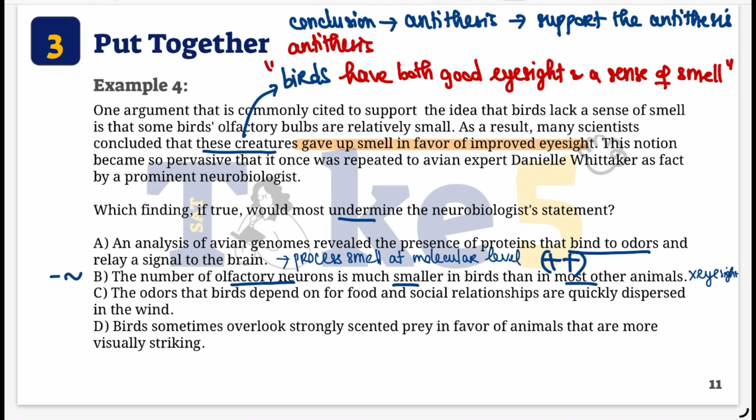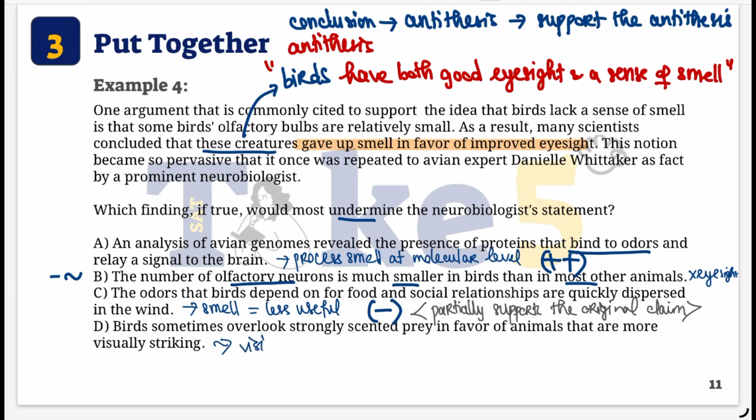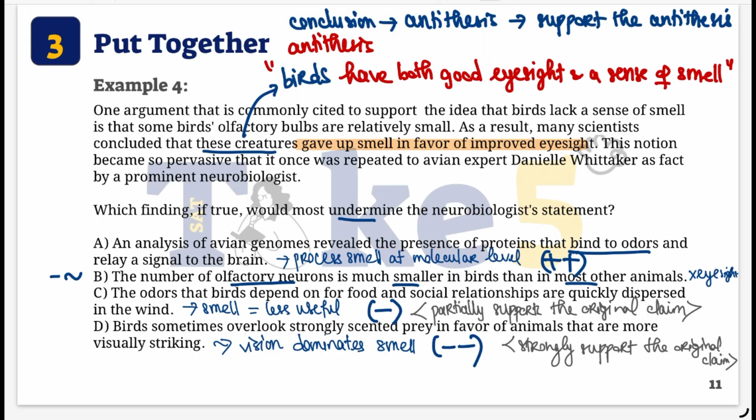C directly suggests smell is less useful to birds in practice. This partially undermines the antithesis that birds have both good eyesight and a sense of smell, because it does not discuss eyesight, so put a negative sign here. Or in other words, this partially supports the original claim. D suggests vision dominates over smell, which strongly undermines our antithesis, or strongly supports the original finding. So put two negative signs here. So the correct answer must be A.